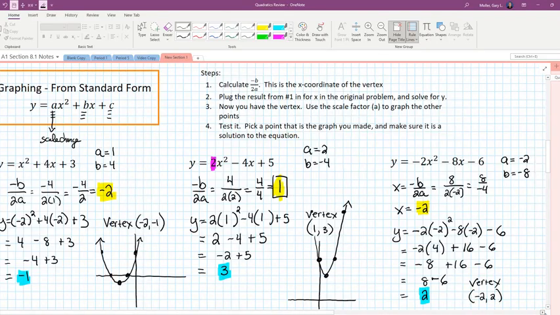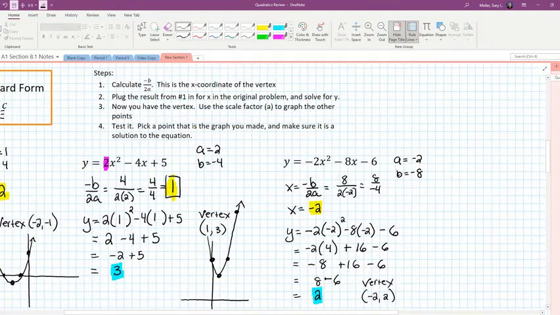And we have a scale change of 2, and it's upside down. So I'm going to come up here, negative 2, positive 2, and then we're upside down, doubled. 2 and 1, 2, 3, 4, 5, 6. And we are done.